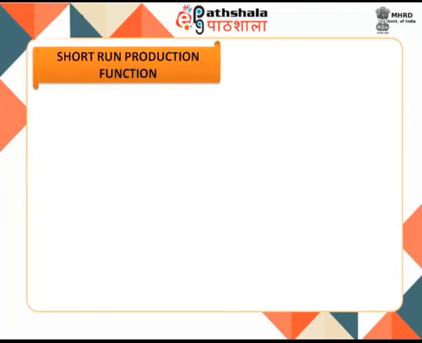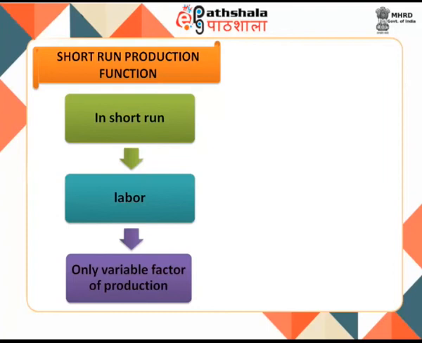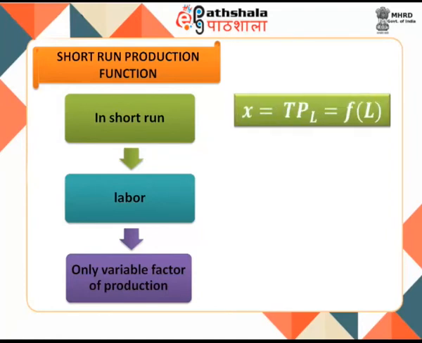Next is the short run production function. We assume that in the short run, labor is the only variable factor of production. Thus, we can write the total product of labor, denoted by x, as a function of the units of labor L used. That is, x = TPL = f(L). This function is termed as the production function.